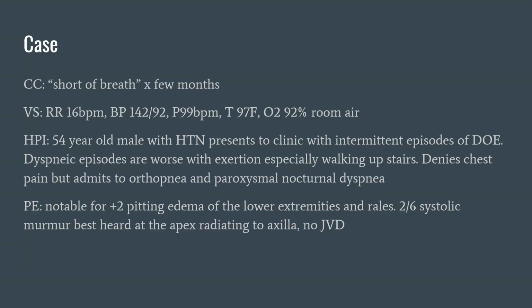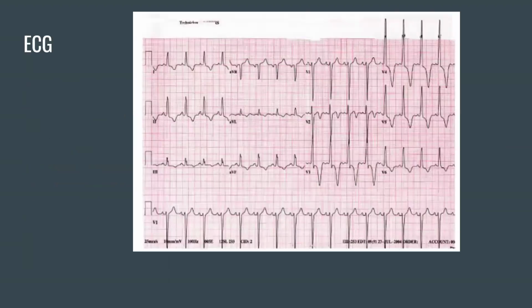We do the physical exam. He has 2+ pitting edema of the lower extremity and rales. We hear a 2 out of 6 systolic murmur, best heard at the apex radiating to the axilla, with no JVD. And this is his EKG.